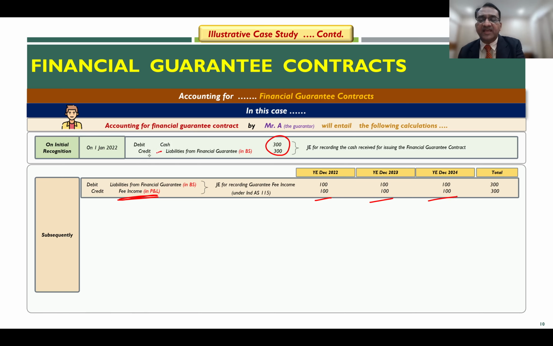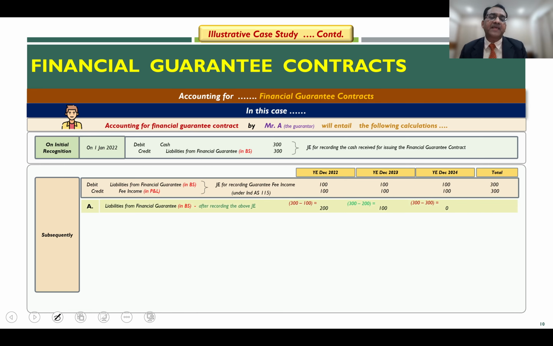And to the extent of this, you will reduce your liability. So you will debit the liability, which is sitting here at 300 rupees, at 100, 100, 100. Technically, by the end of the 3 years, the liability comes to 0, and the 300 rupees of cash which you collected gets recognized as income. So this is the entry which you will keep recording every year. Thereby, this 300 rupees gets recognized in income on an SLM basis, 100 each. Now, if you record the entry this way, just for reference purposes, what would be your closing carrying amount of the liability?